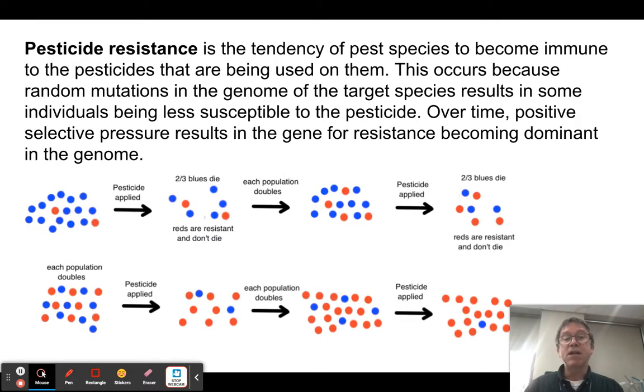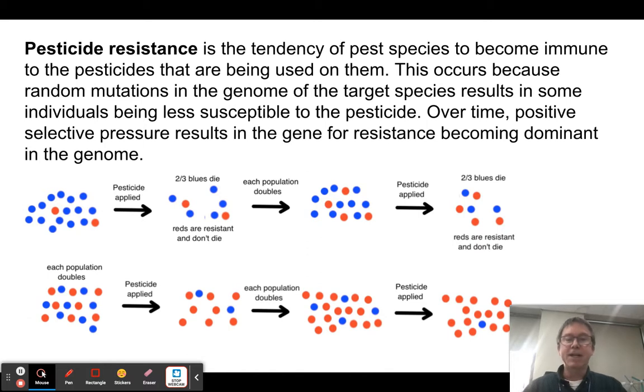So let's just talk about pesticide resistance. I've alluded to it a couple times. Let's just talk about how it works. I think you already know, but let's just go through it. Basically, it's just an example of natural selection, or I guess artificial selection. The idea is that in any population of organisms, there are just random mutations of genes.